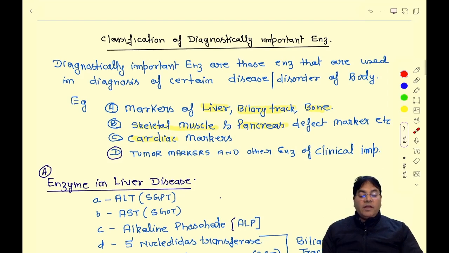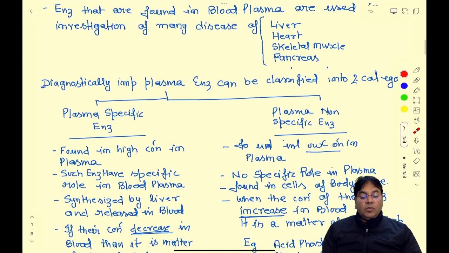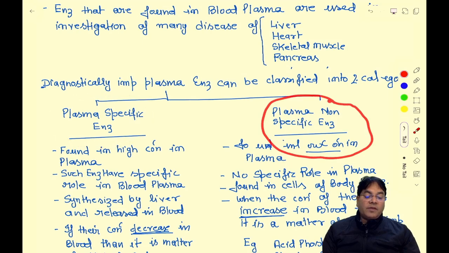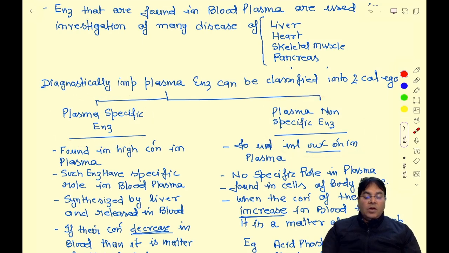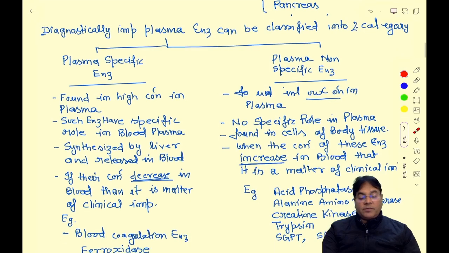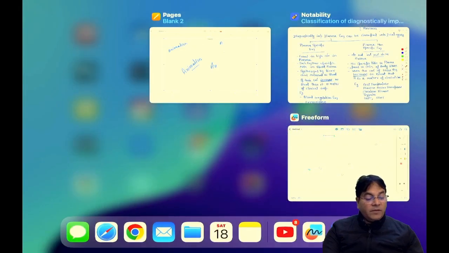Now, if we classify the diagnostically important enzymes, there are two important types. One is plasma specific enzymes and the other category is plasma non-specific enzymes. Now let us see what the difference is between these two types. These plasma specific enzymes are present in high concentration in the blood plasma. Okay, let me explain it to you in a different way.